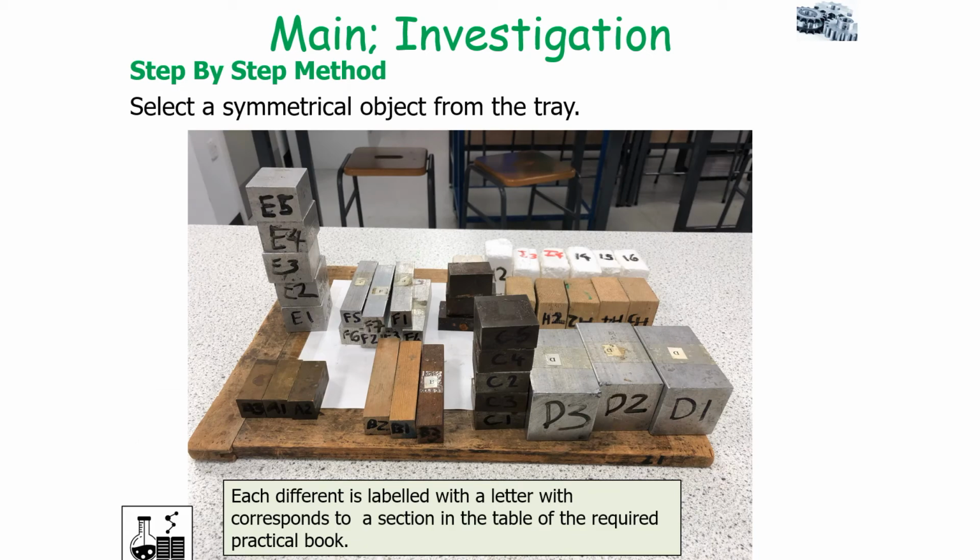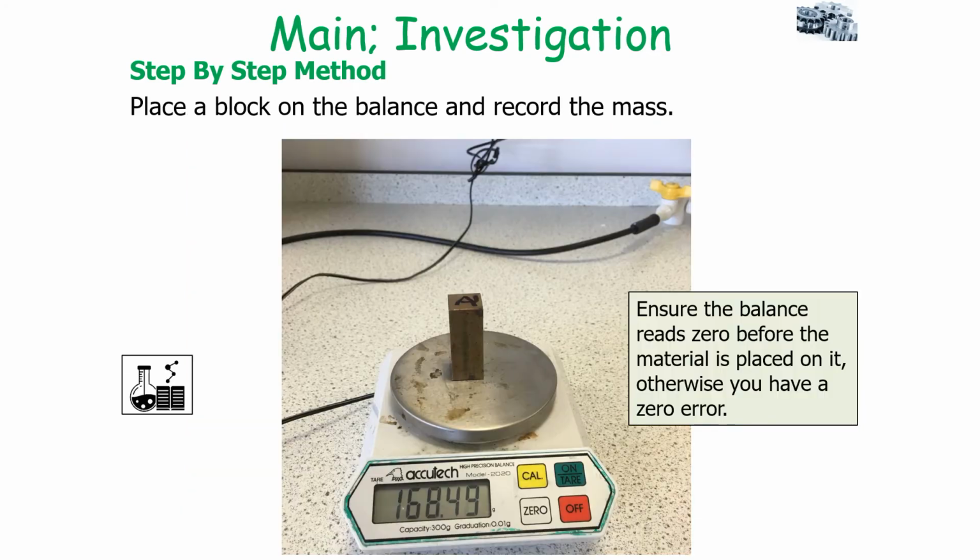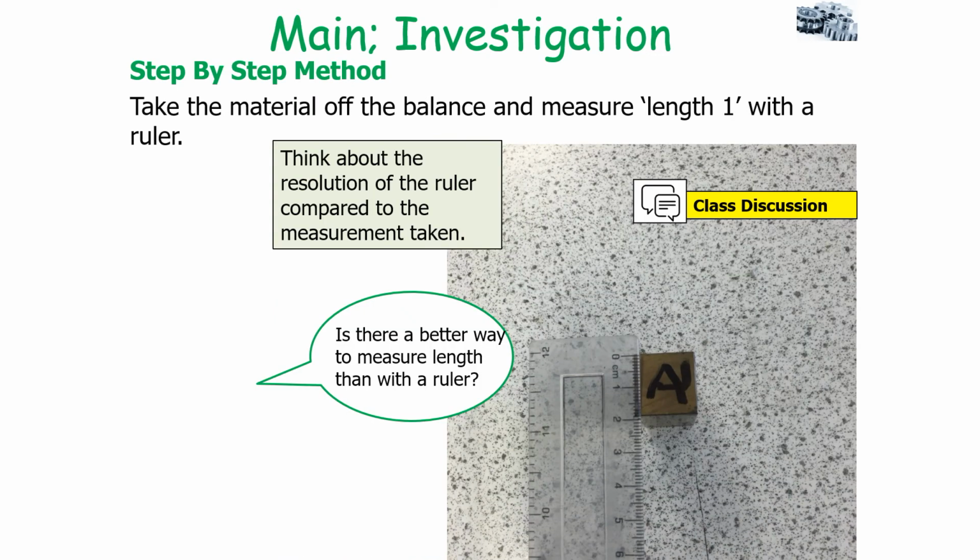Now, what you would do is you would get a regular or symmetrical object and you would then measure the particular volume that it had. Over the course of this required practical, you're expected to measure the mass and the volume of many different materials, all these different letters, to work out their density. So you will place a block on the balance and record its mass, ensuring, like we said before, the balance reads 0 before the material is placed on it, otherwise you would have a zero error.